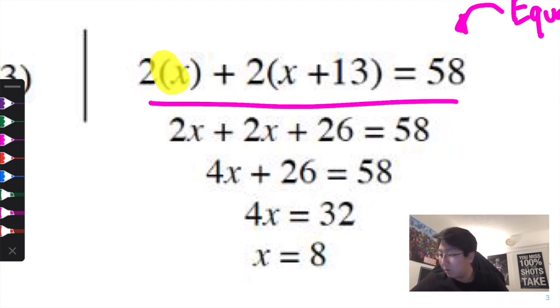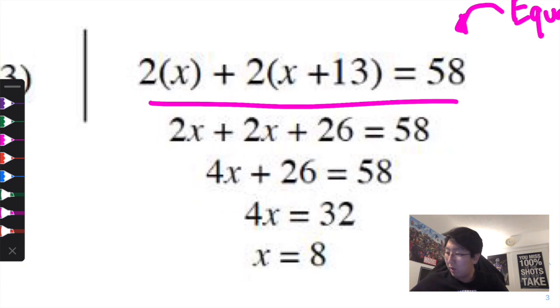2x plus, and then this got distributed, so it's 2x plus 26 equals 58. Combine like terms. Got 4x. Subtract 26 from both sides. Got 4x equals 32. Divide both sides by 4. X equals 8. So here is just solving for x.